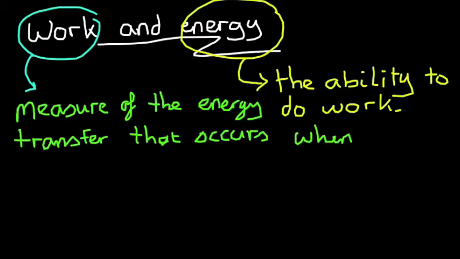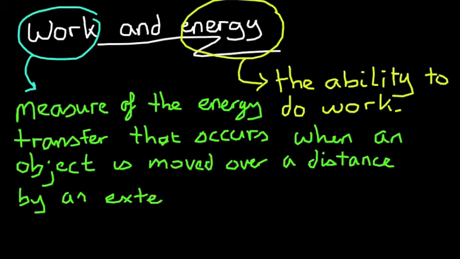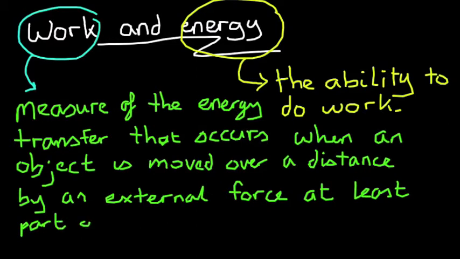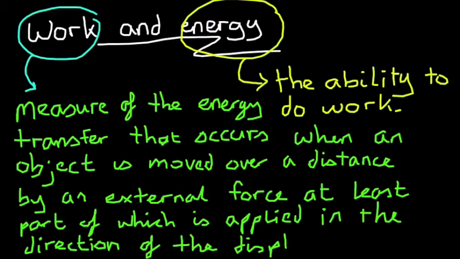Think what makes sense, because that's really going to help you when we get to some of the more difficult questions. A little more searching got this definition. Work in physics is a measure of energy transfer that occurs when an object is moved over a distance by an external force, at least part of which is in the direction of the displacement. Now, that is a mouthful, but we're certainly on the money with this one.